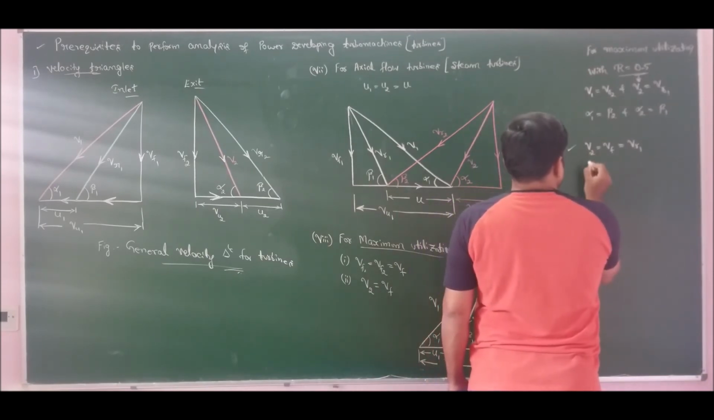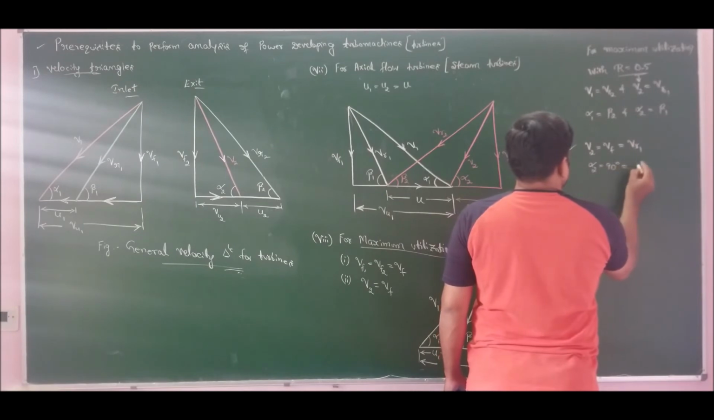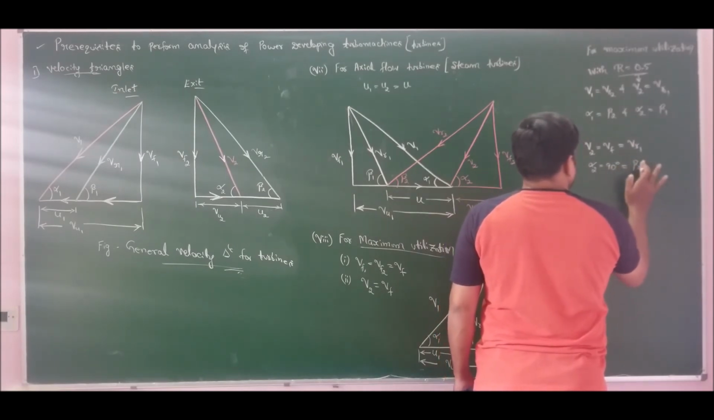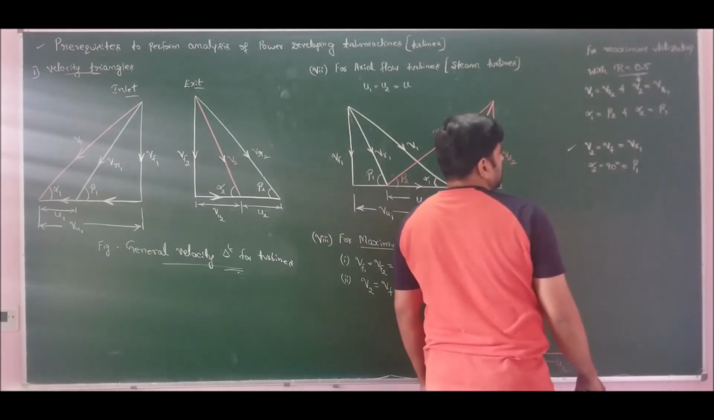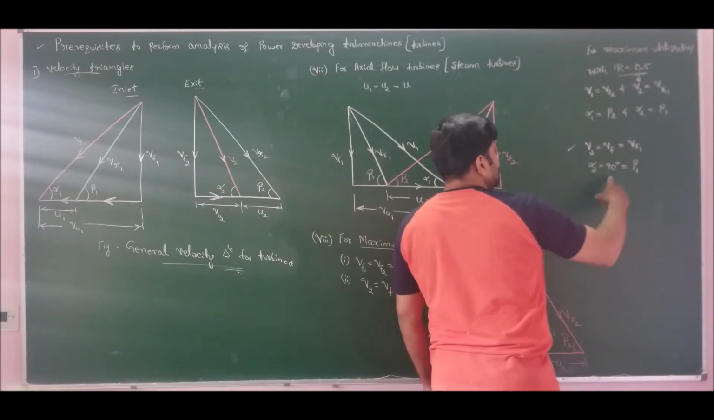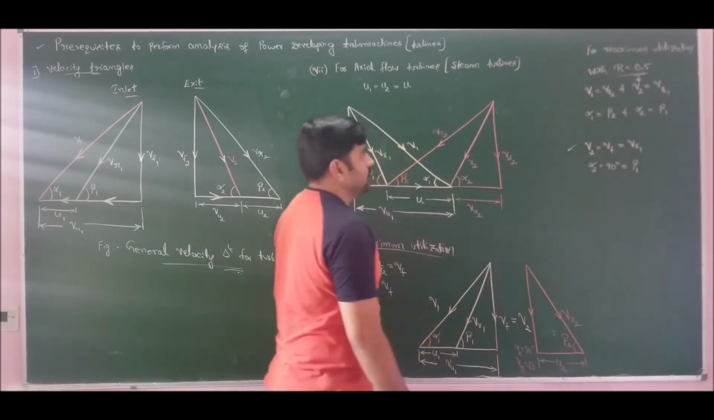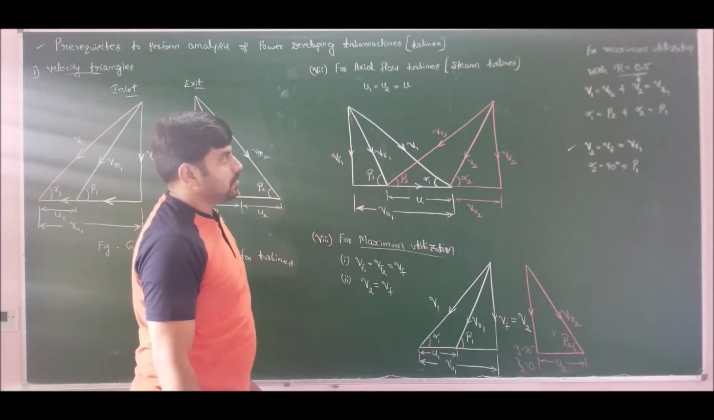So alpha 2 is 90 degrees, hence beta 2 should be equal to beta 1, which should be equal to 90 degrees. So this is the condition for maximum utilization with R equal to 0.5, when I club the conditions for maximum utilization and the condition for R equal to 0.5.